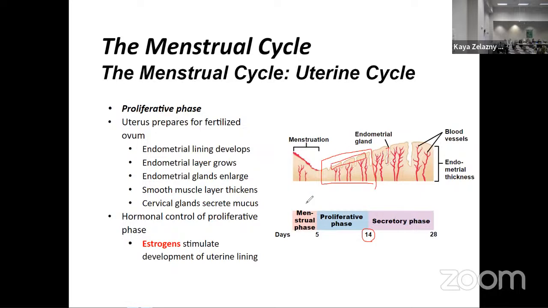Okay. Glands within this tissue are going to get larger. I don't think they're really pictured here. A layer of smooth muscle is going to get thicker. And glands in the cervix are going to secrete like a thin mucus.